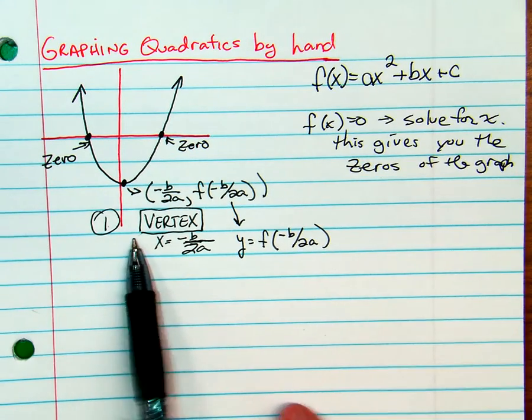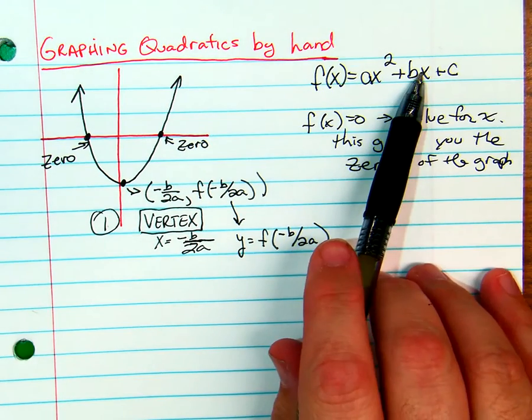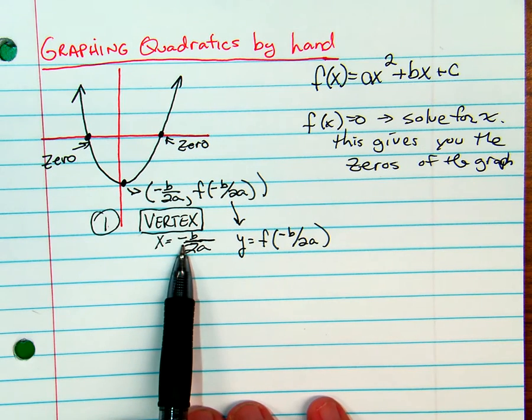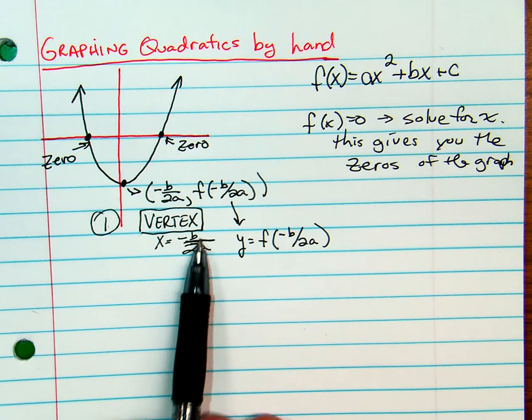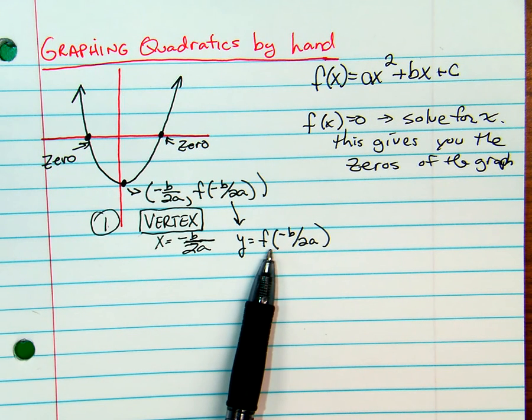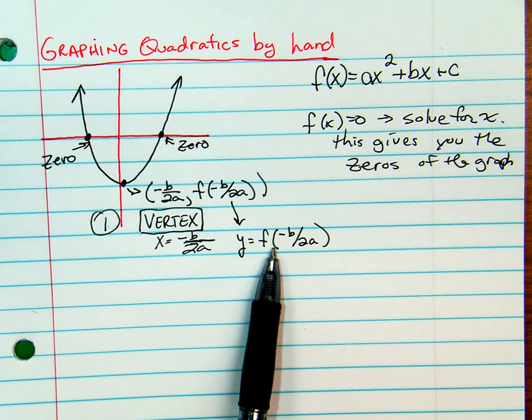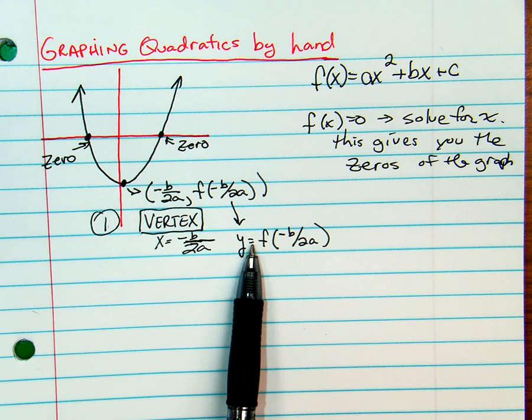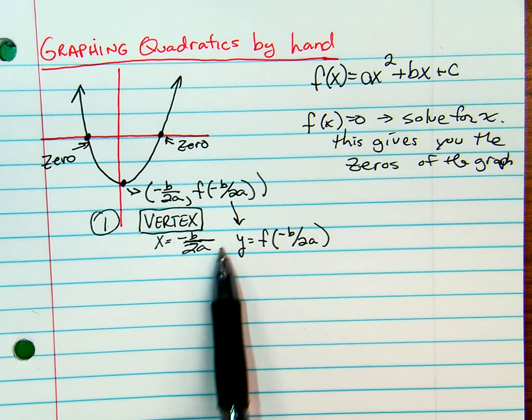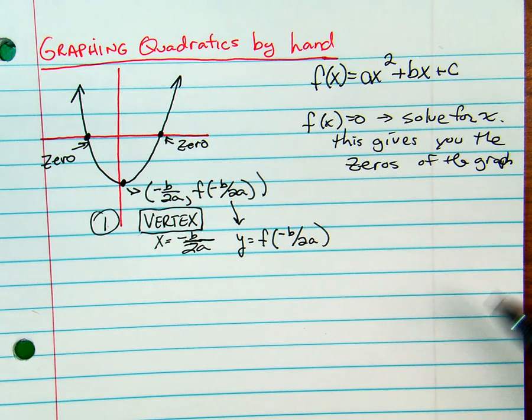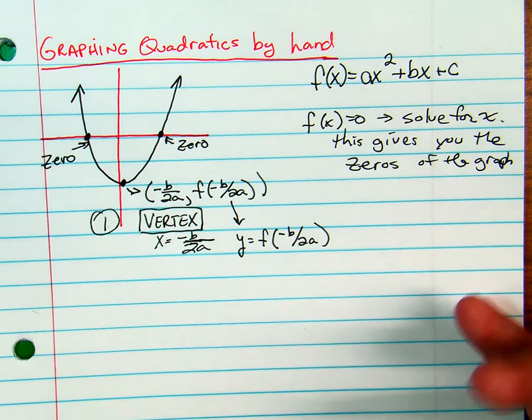First thing you want to do is take the function and find your x value for your vertex, which is negative b over 2a. Then you can just plug the x value into the function and you'll get your y value. Negative b over 2a, so you plug that in.